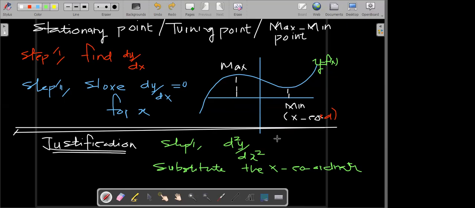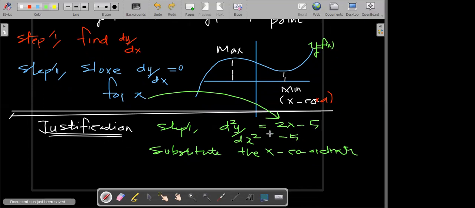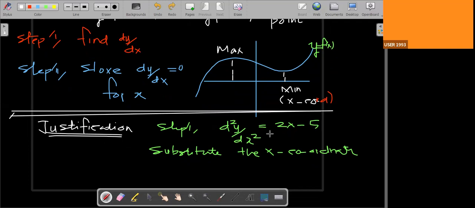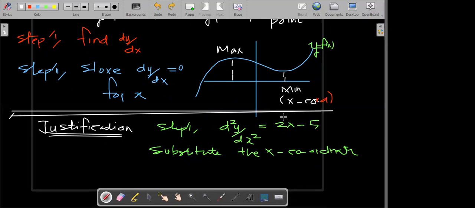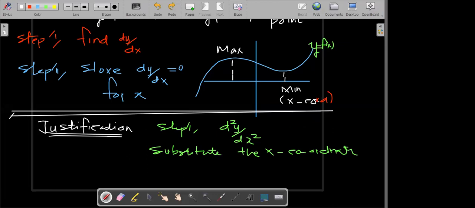And then you will get an answer, right? Say, for an example, the second derivative is 2x minus 5. If you substitute x equals 5, won't it be 10 minus 5? So it should be 5, right? Yeah, just plus 5. You're right. Plus 5. So based on the answer, we just decide whether it's a maximum or minimum.